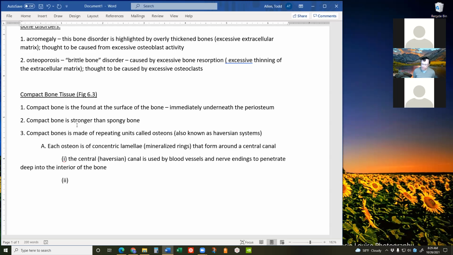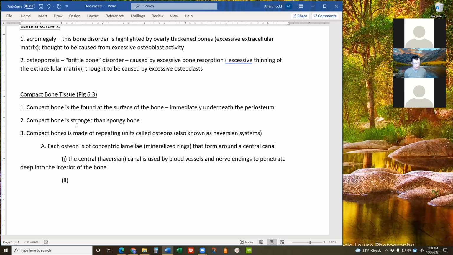The osteons, which again are cylindrical tube-like structures, run parallel to each other. So they're next to each other. If one hand is an osteon, then I have another one right next to it. They run parallel to each other along the axis of long bones.